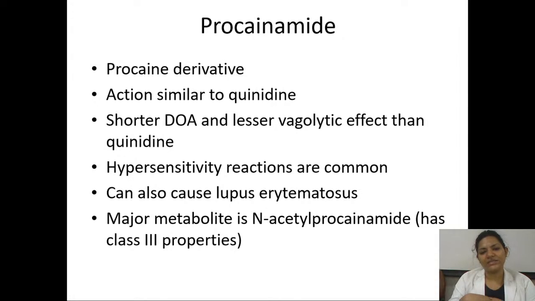Now, the second drug from the same class is procainamide. Basically, procainamide is a procaine derivative. Its actions are similar to that of quinidine. It has a shorter duration of action and a lesser vagolytic effect as compared to quinidine. Hypersensitivity reactions are very common with procainamide, and this is the reason that its use is limited. Also, it can cause lupus erythematosus. The major metabolite, N-acetyl procainamide, that is obtained from procainamide, has class 3 properties.